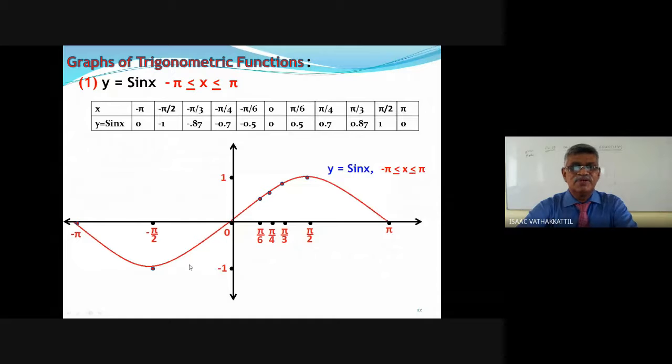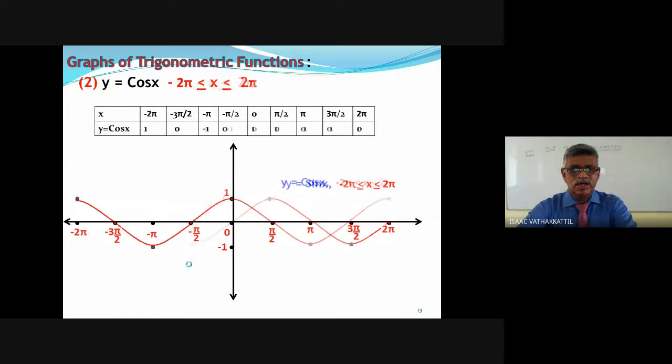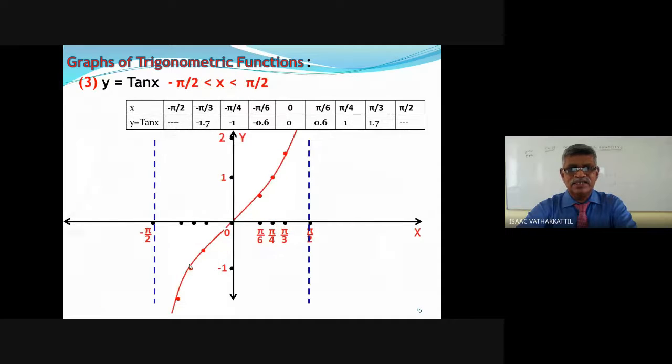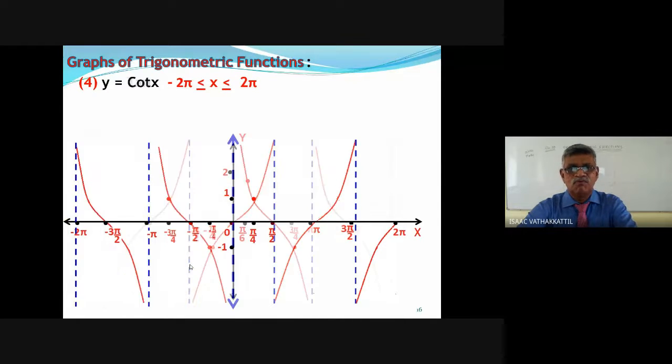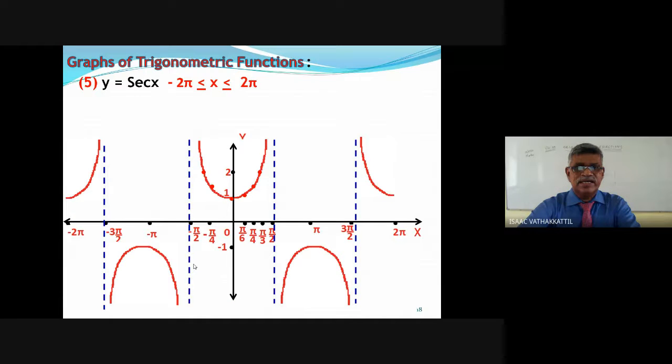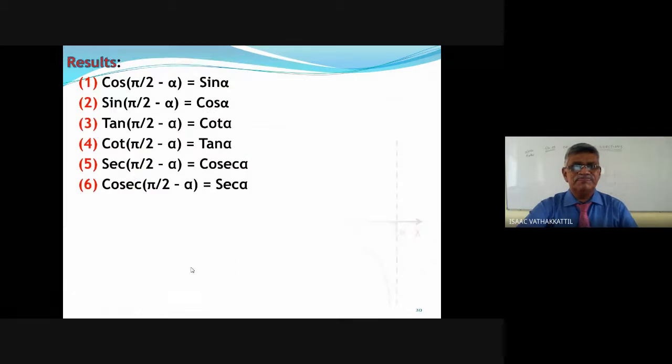The graph y equal to sin x from minus 2 pi to 2 pi, y equal to cos x, tan x, right? This is tan x from minus pi by 2 to pi by 2. This is y equal to tan x from minus 2 pi to 2 pi, y equal to cot x, sec x and cosec x.